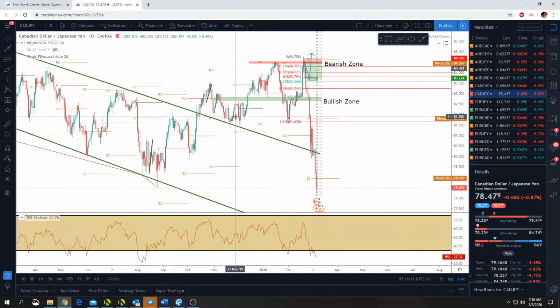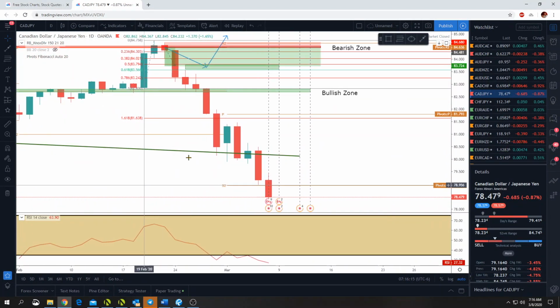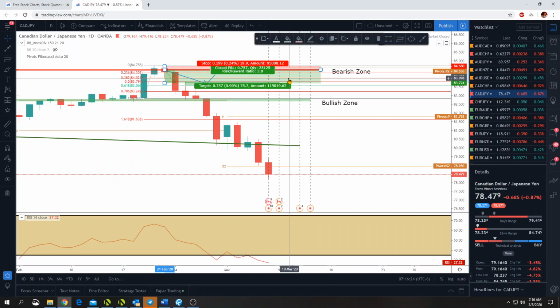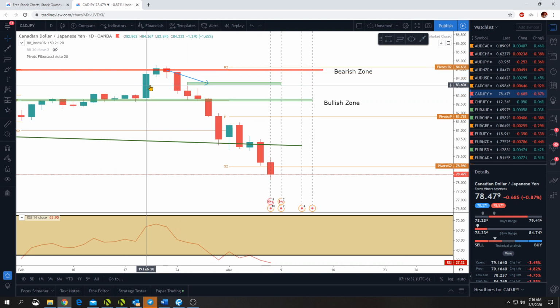Canadian dollar JPY. So look at this profitable trade we had on. You can see we took a sell from up here and took profit right at that zone. Big win. I was looking for it to bounce there. Obviously did not. Let's get rid of some of this noise in our way here.